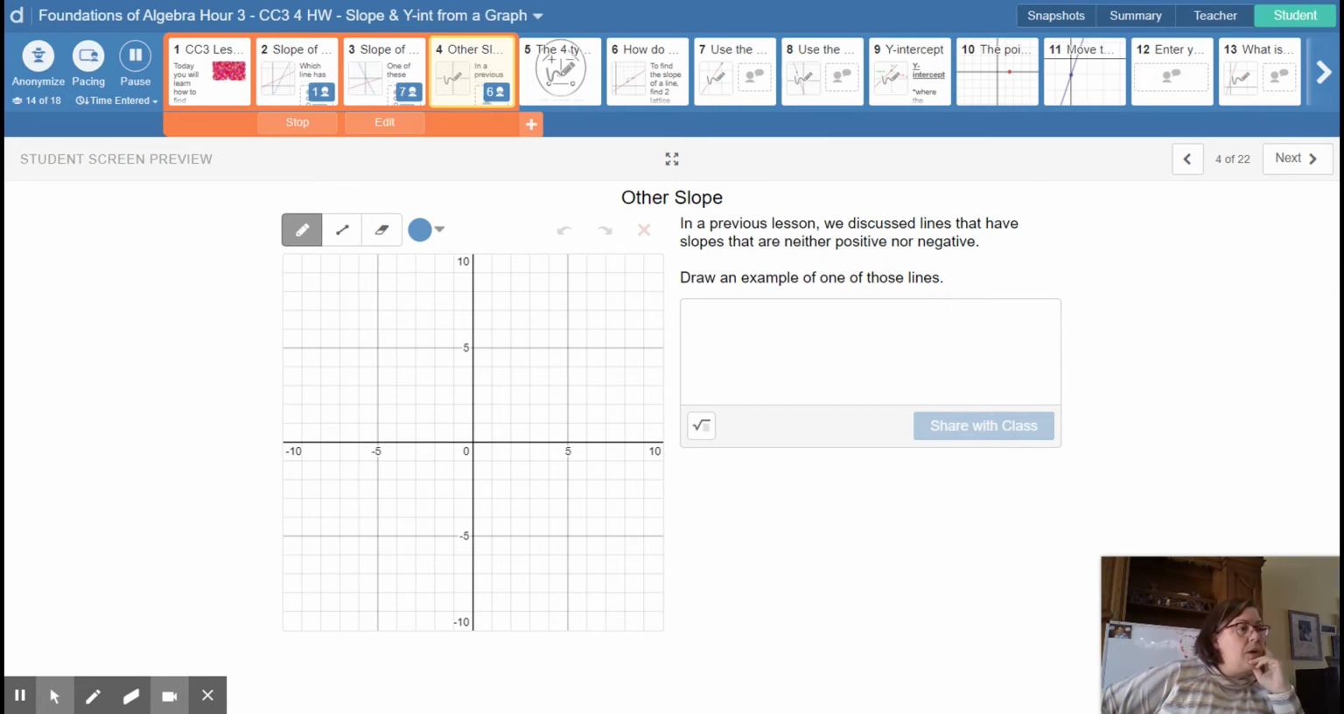All right, slide 4. In a previous lesson, we talked about lines that don't have slopes. They have slopes that are neither positive or negative. There are special circumstances. Draw me an example of one of those 2 lines or circumstances that we talked about that were special cases where they are not positive nor are they negative. Pick a color and draw me a line to show not positive nor negative.